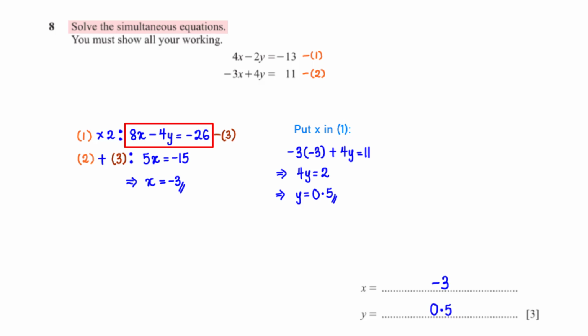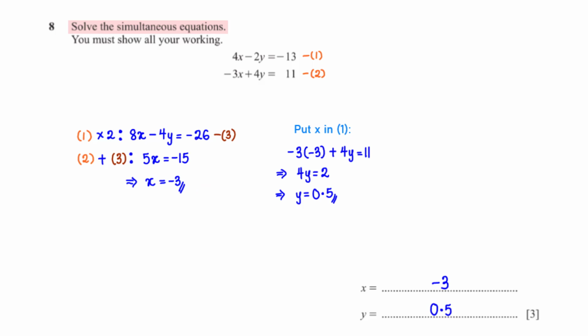Now that we have minus 4y in equation 3 and plus 4y in equation 2, we can take out y by adding equation 2 and equation 3. This gives us 5x equals negative 15. When we divide both sides by 5, we have x equals negative 3.